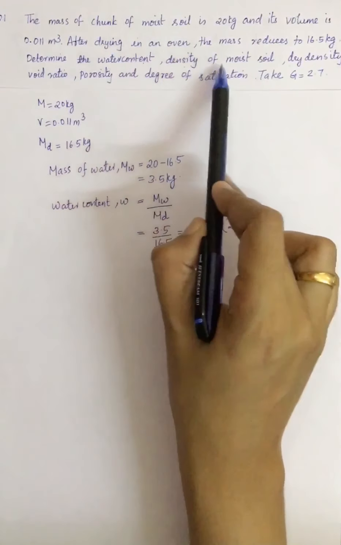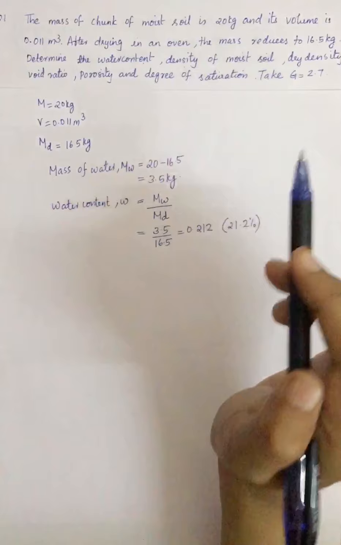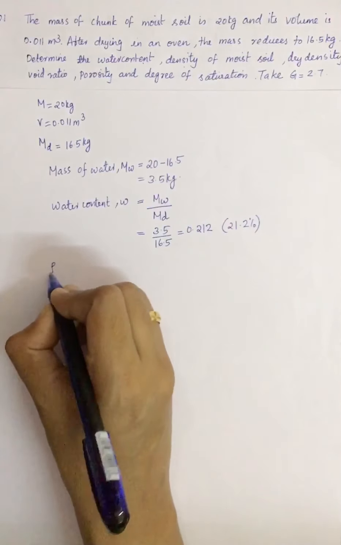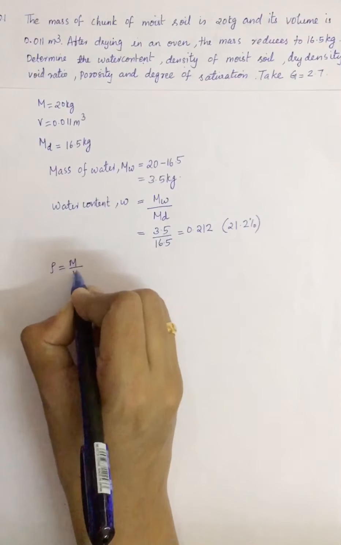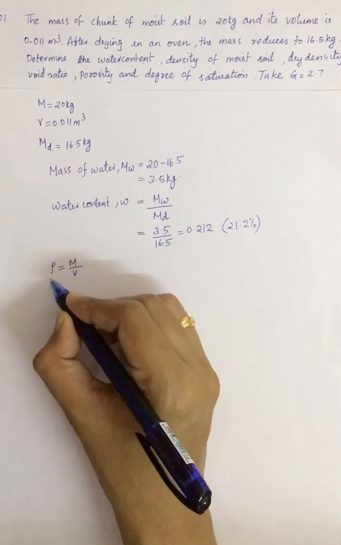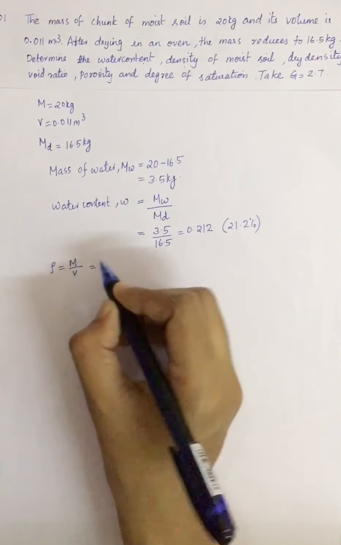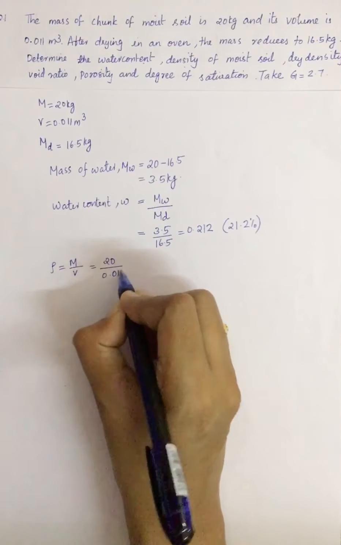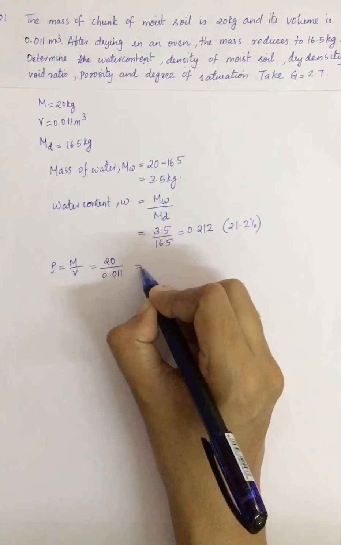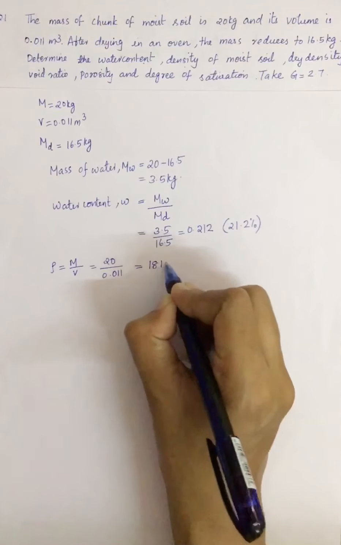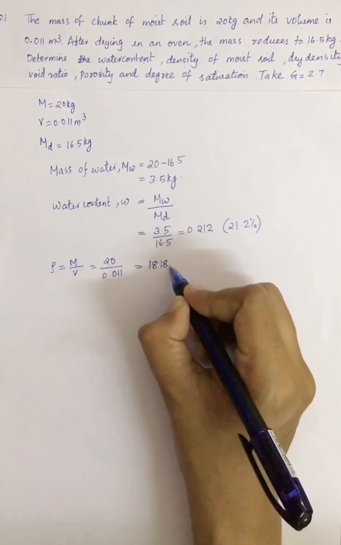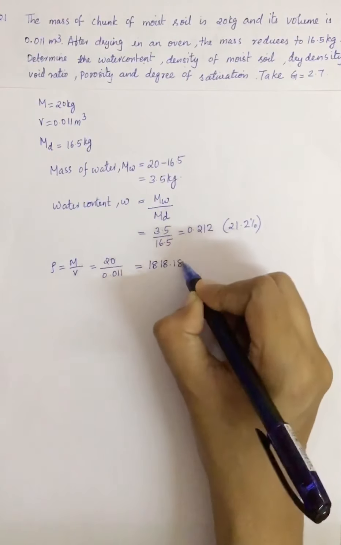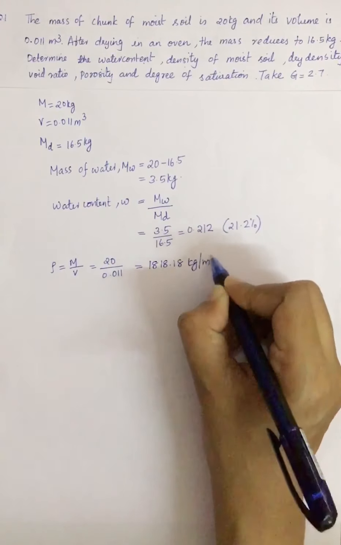The next is density of the moist soil. Density means mass by volume, right? So density of the moist soil means mass of the moist soil, that is 20 kilogram, divided by its volume. So you will get it as 1818.18 kilogram per meter cube.